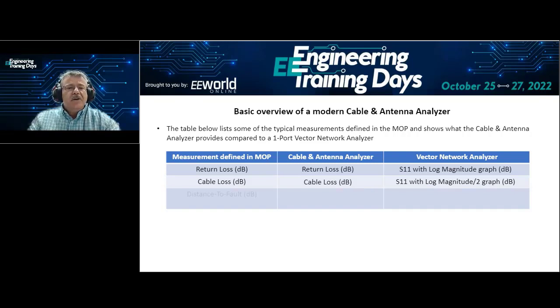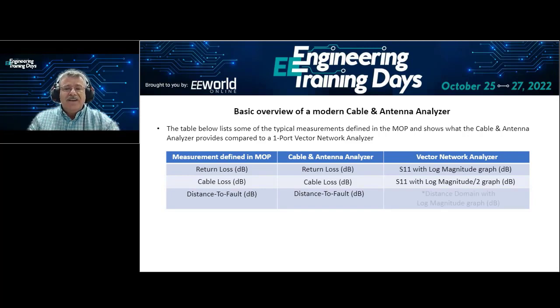The next measurement you're going to have is distance to fault, and typically for the cellular industry, it's in the dB scale. So on your cable antenna analyzer, you're going to have distance to fault in a dB scale, or sometimes they'll call it distance to fault return loss. It's basically the same thing. There is also distance to fault as a VSWR measurement. Those are available as well. But again, the cellular industry tends to lean towards return loss.